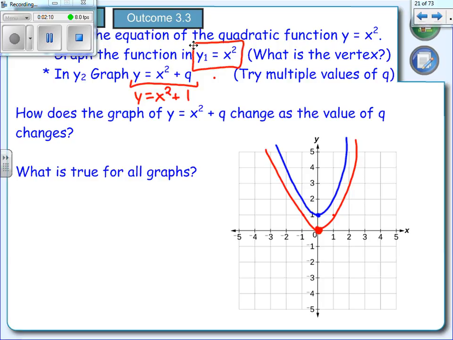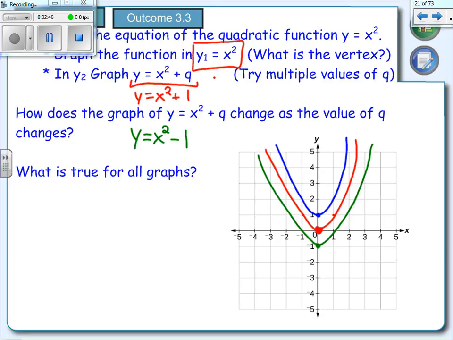Now we're going to try what happens if we do a negative. So what happens if we try y equals x squared minus 1 rather than plus 1? If we put it in our calculator and graph it, which is how I've been getting these graphs, I notice that my vertex is now down here at minus 1, and I've created the same graph as before. It's just a little bit below my original basic y equals x squared graph.